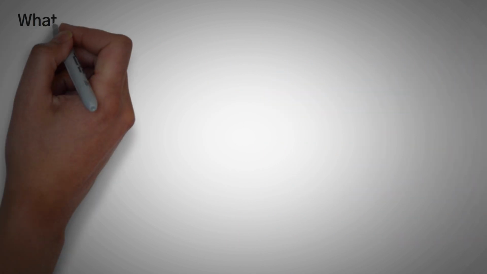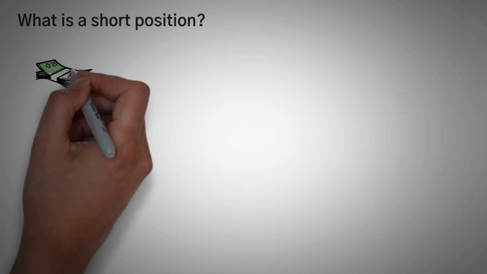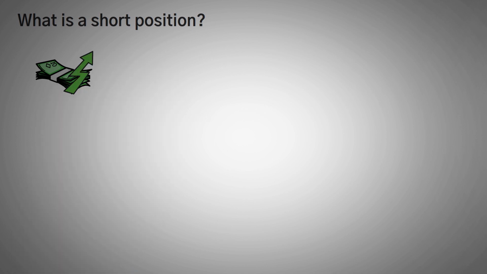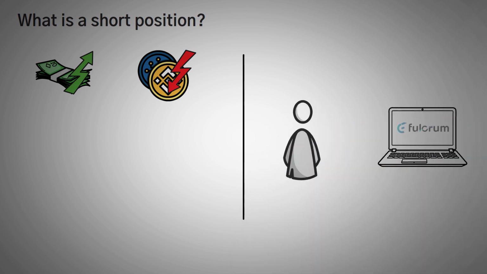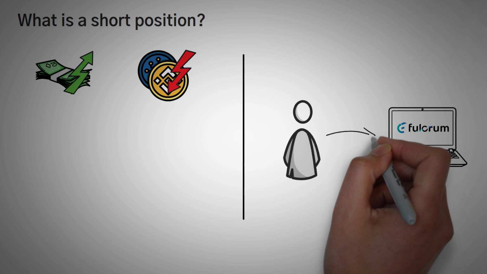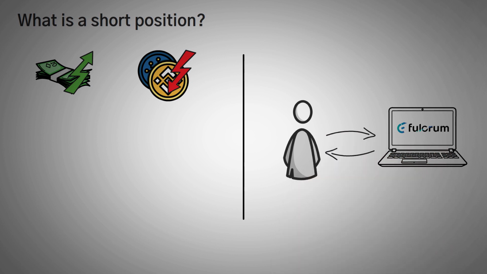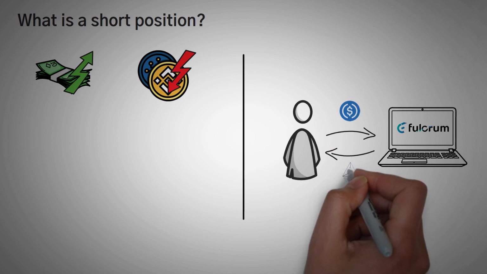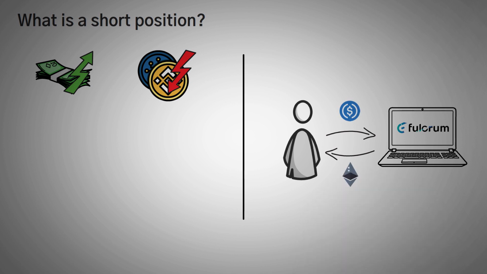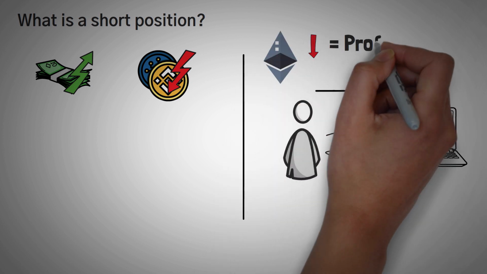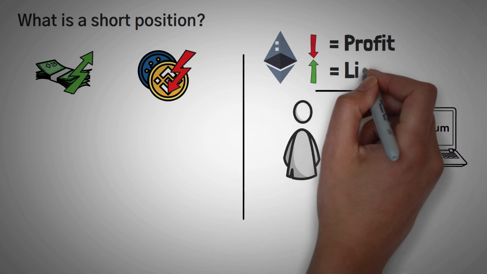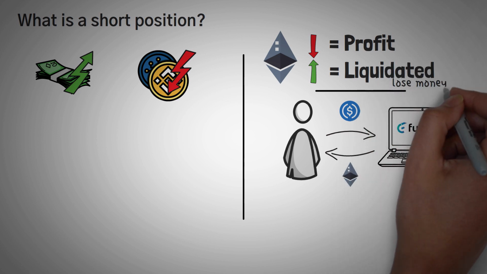Next up though, what is a short position? Well, a short is an investment that gains value when the price of one asset decreases. Without getting too technical, to create a short position, you do the exact opposite of a long position. Instead of depositing Ethereum and then borrowing USDC, you would deposit USDC and then borrow Ethereum. Now this is a lot of words, but basically you just need to know if you have a short position and Ethereum goes down, you will make a profit. But if it starts to go up, you might get liquidated until you start to lose your initial investment.